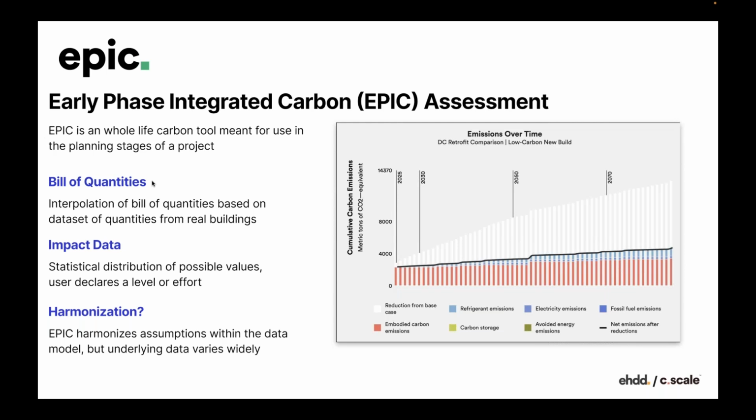So Epic is an early phase design tool designed to be used before pen has touched paper. We do a lot of interpolation of the bill of quantities based on a large data set of quantities from real buildings. A typical building, like the one you've described in Epic, will interpolate material quantities based on that and use that to start to populate the model. The impact data we use in Epic, the data on GWP of products, assemblies, and systems, is really meant to describe the statistical distribution of all possible values, because at the early phase, what's most important is setting targets.